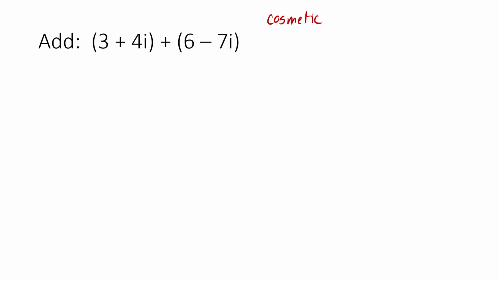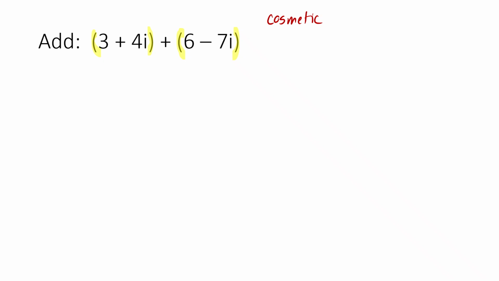And if you think about cosmetics, say, you wear mascara or eyeshadow or something like that, it changes what your eyes will look like, but it does not change what they are or how they work. In the same way, these parentheses here are cosmetic. They are performing the function of separating the two complex numbers from each other, 3 plus 4i and 6 minus 7i, but they don't do anything mathematically. They don't actually change how that expression works.